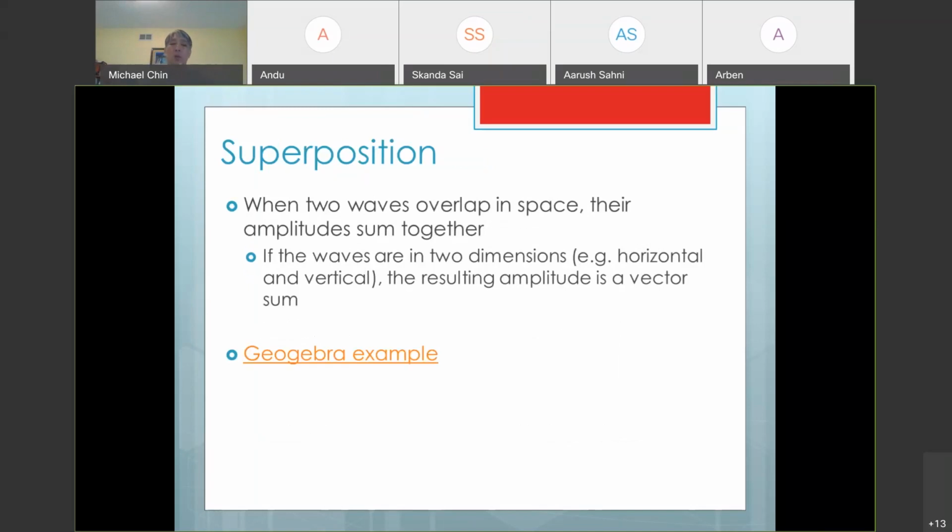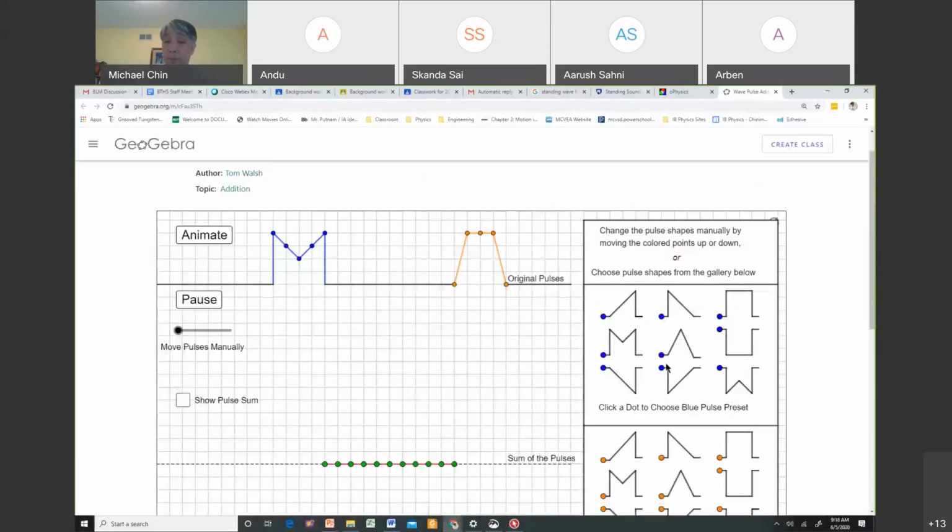Superposition is actually a part of topic 4.3, but I didn't think it made sense there, so I moved it into 4.5. Basically, when two waves overlap in space, their amplitudes are going to sum together. You are going to need to graph out a situation when two waves overlap. What does it look like when this wave is going to the left, this one's going to the right, and then they partially overlap? I'm going to give you an example here.